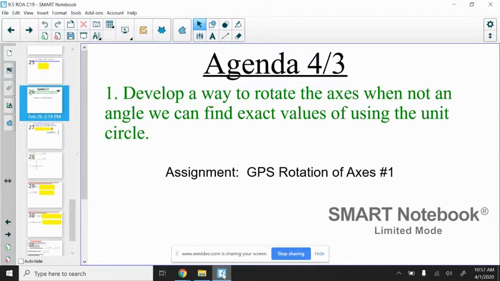We're going to develop a way to rotate the axes when the angle is not a nice one. We can find exact values using the unit circle developed way back in the beginning of the year.